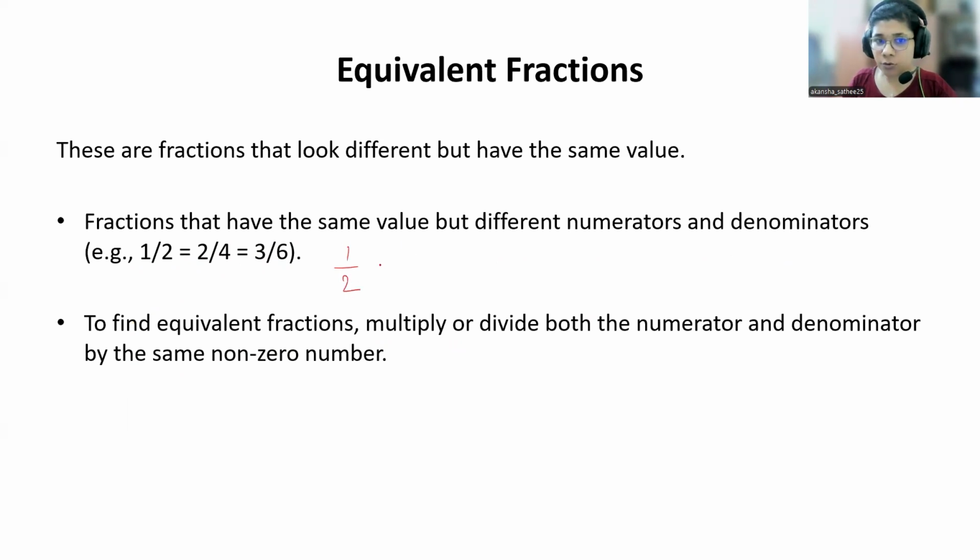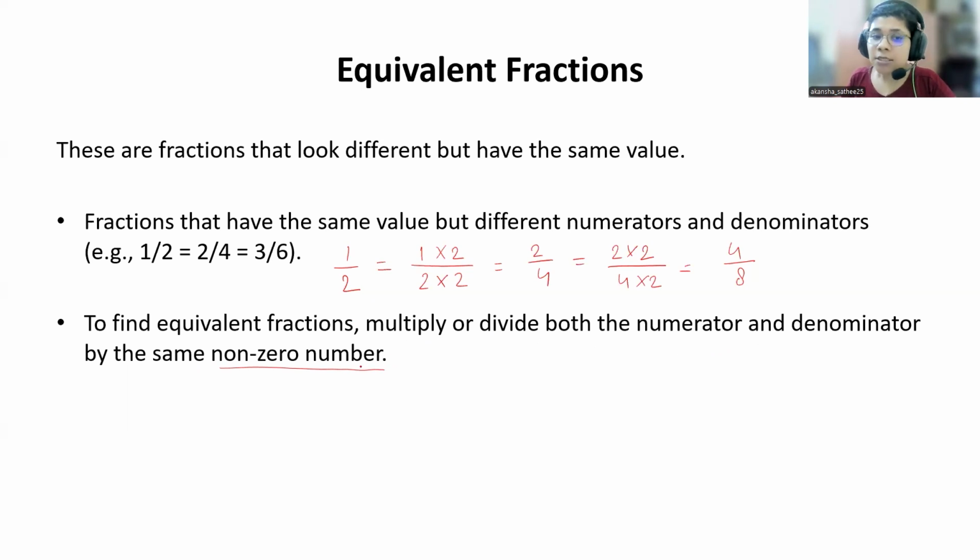see, 1 by 2 is the same as if you multiply 1 with 2, and 2 with 2, right? Because the 2 and 2 you can cancel out and it will be 2 by 4. Similarly, 2 by 4, you can multiply again by 2, and 4 into 2, you will get 4 upon 8. So all are equal. How will you get an equivalent form of a fraction? To find equivalent fractions, multiply or divide both the numerator and denominator by the same non-zero number.